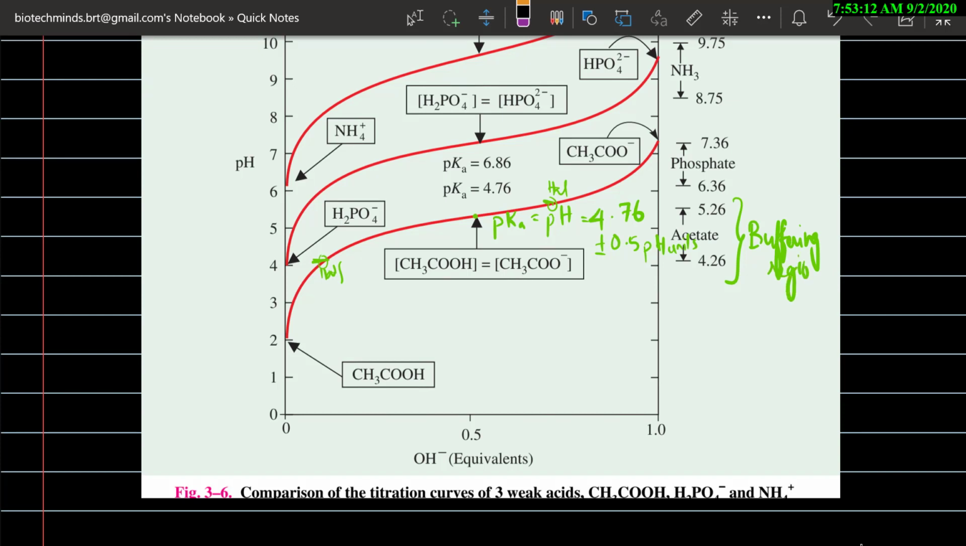Similarly, other buffers also have their own buffering range. If you consider the second one, the phosphate buffer, where pH is equal to pKa, that is the equivalence point, it is 6.86. So you have to add plus or minus 0.5 pH units. If you subtract 0.5 pH units, it will be 6.36, and if you add 0.5 units above 6.86, it will be 7.36. So this is the buffering region for phosphate buffer to maintain solutions.